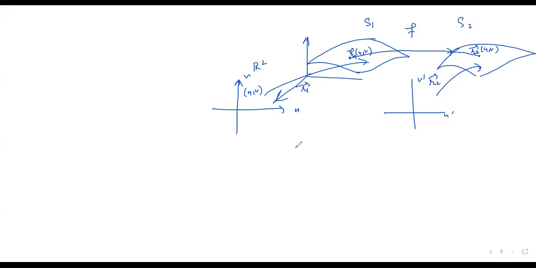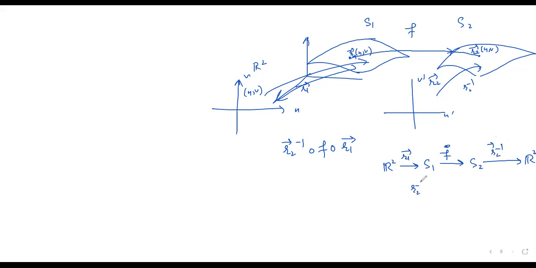Now what I do, I take this map, R2 inverse after F after R1. Where does it go? So first I mapped by R1 and reached here. So this is a map, so let's compose it. I go from R2 through R1 to S1, from S1 to S2, and from S2 I apply this R2 inverse. So this is my R1, this is my F, this is my R2 inverse, right? So R2 inverse would take me back to R2. So this is basically R2 composition F composition R1, which is a map from R2 to R2.